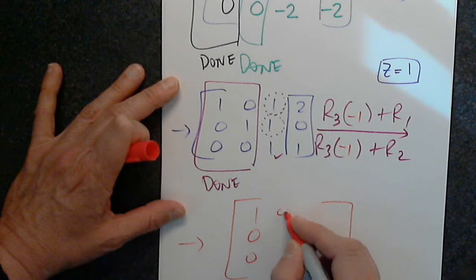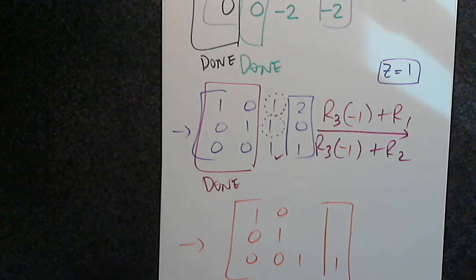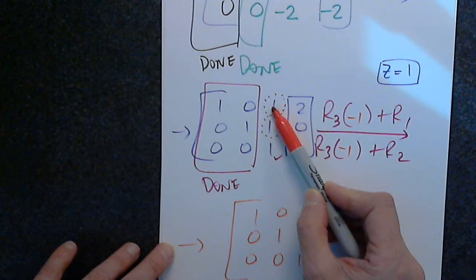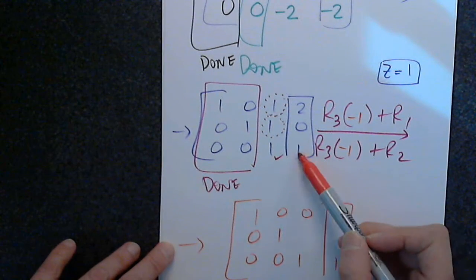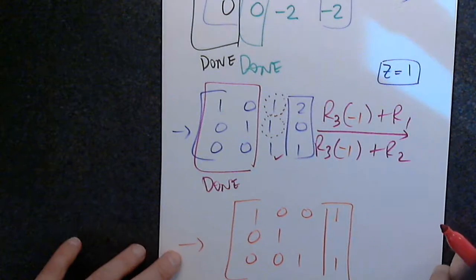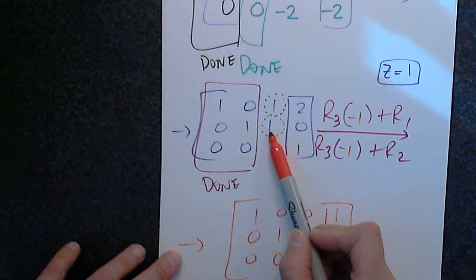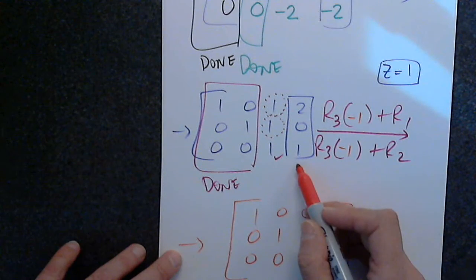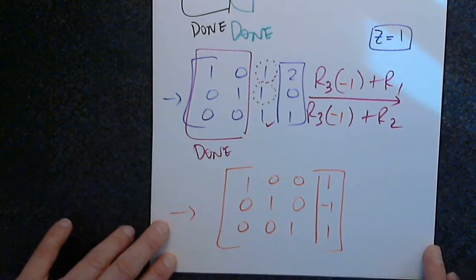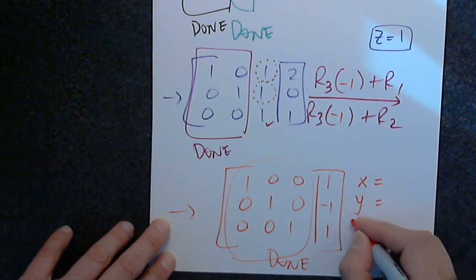I'm copying what cannot change ever again. Ready? 1 times negative 1 plus 1 is 0. 1 times negative 1 plus 2. Excellent. 1 times negative 1 plus 1. Perfect. 1 times negative 1 plus 0. All done. And now can anyone give us x, y, and z?